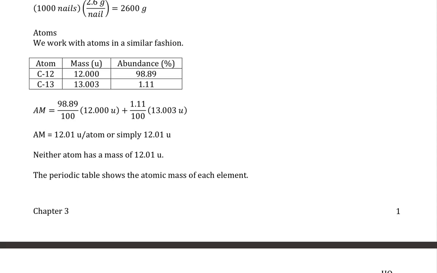Notice that neither atom has a mass of 12.01 U, but since we count atoms by weighing, we need to work with the weighted average, the atomic mass of that element. The periodic table shows the atomic mass of each element. For carbon, you would see 12.01 and then some more figures.